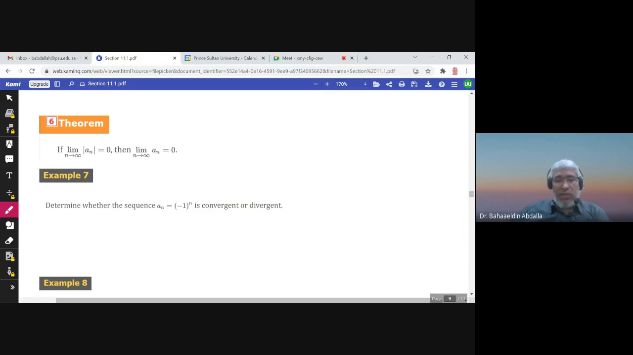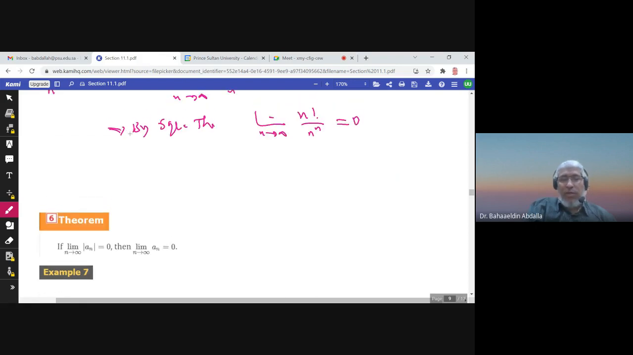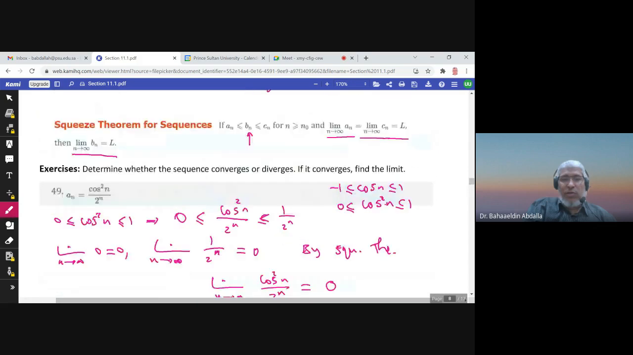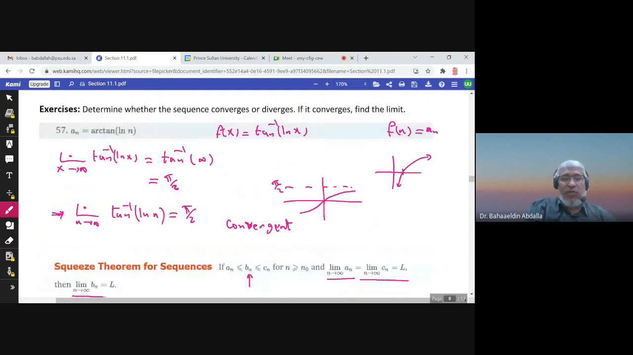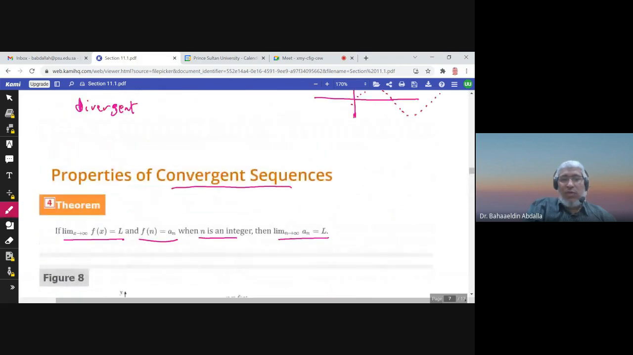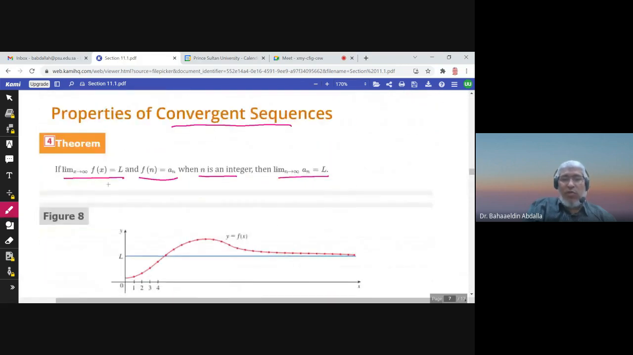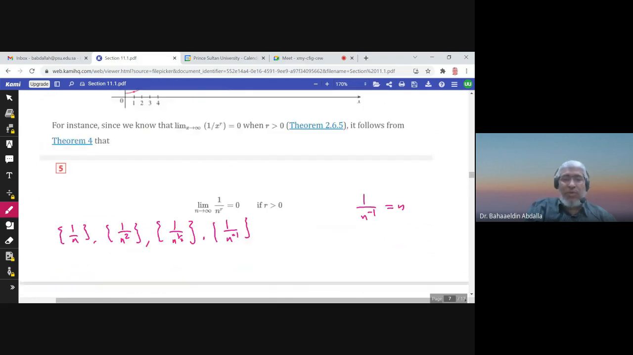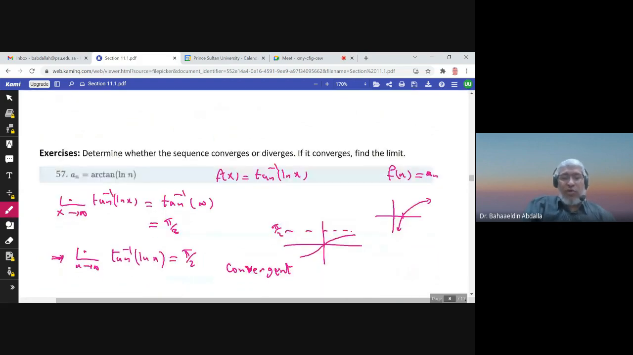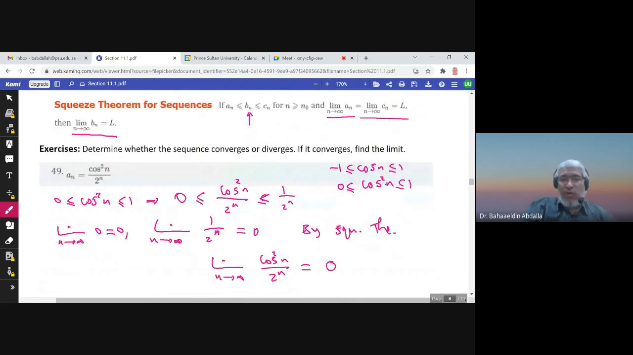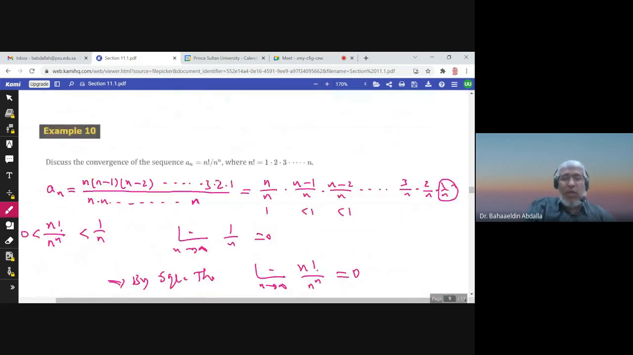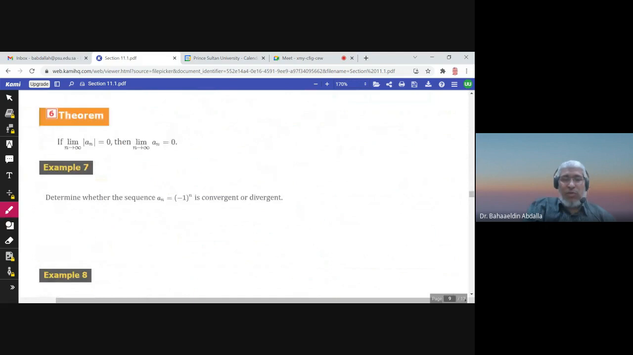This is the third lecture in section 9.1, and we continue some theorems about the convergence of sequences. We studied two theorems. If the function has a limit, then the sequence has the same limit. And we also discussed the squeeze theorem for sequences. There are two other important theorems. We use them also to prove whether the sequence is convergent or divergent.